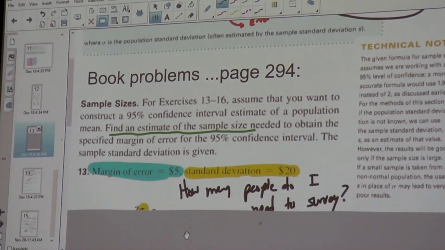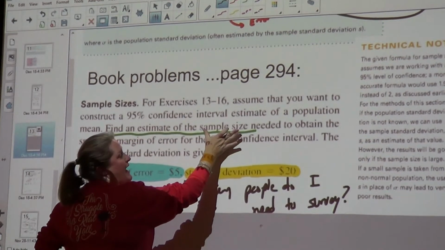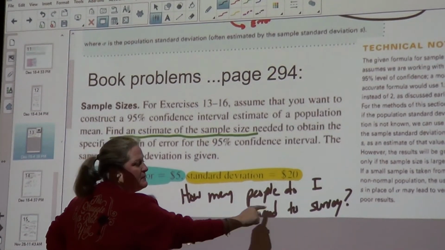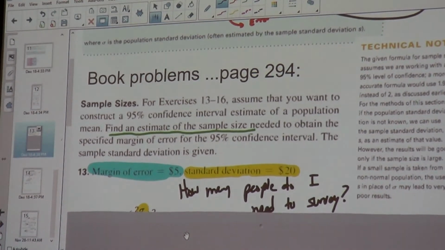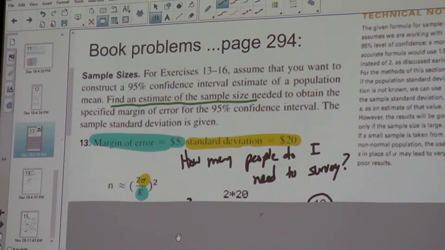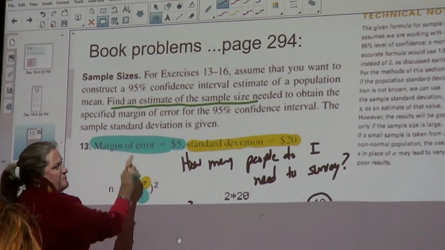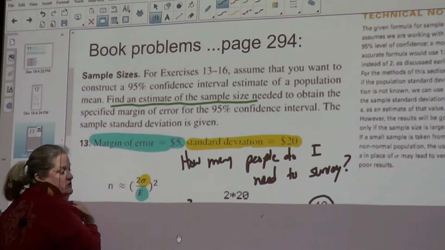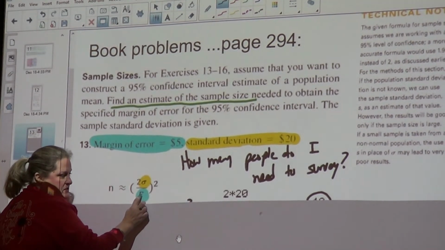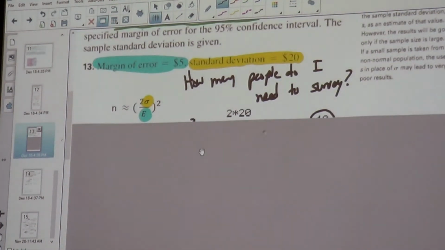And the question says, find an estimate of the sample size. So how many people do we need to ask? What does the size of our sample need to be? How many people do I need in my survey? So the formula was N equals 2 times the standard deviation divided by the error. So for this problem, 2 times my standard deviation divided by my error. Now, when I do this problem, I do 2 times this, then I divide by this, then I square it. I do it in like 3 different parts, just to show you how I work it out.